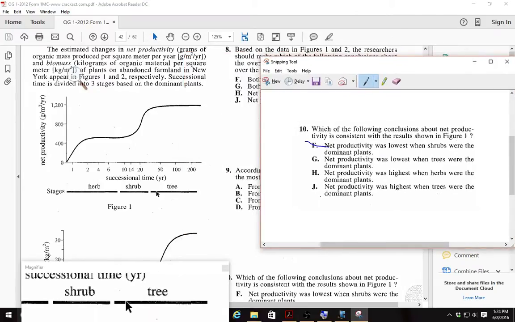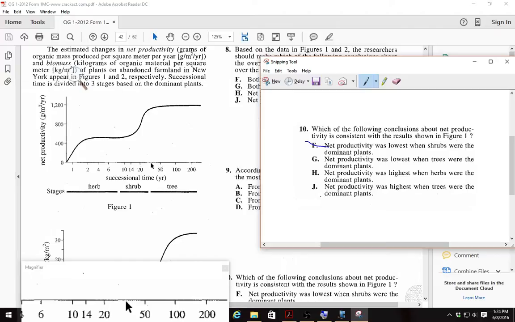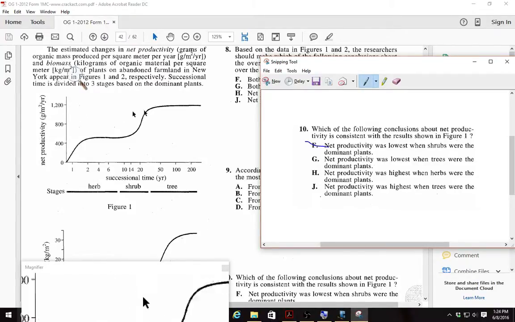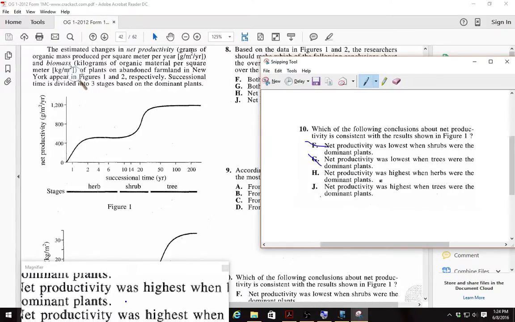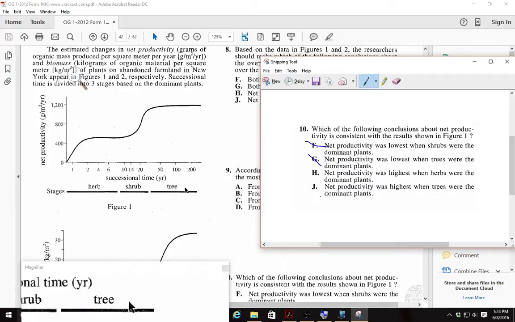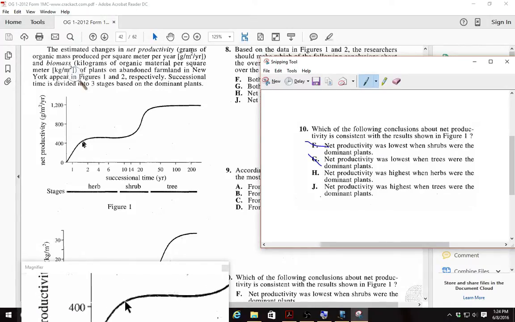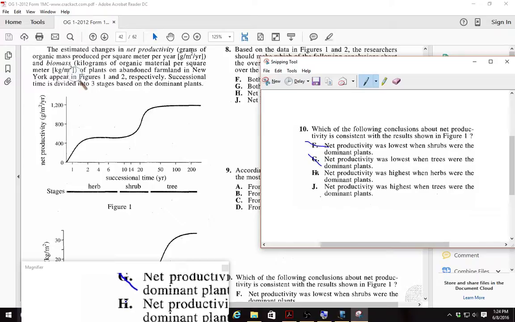If you look at trees over here, this period of time between about, I would say, 30 and 200 years, it's actually the highest period of time of net productivity, so that makes no sense. Net productivity was highest when herbs were the dominant plants. Well, if trees are the highest, how are herbs going to be the highest? It's actually at the bottom of everything, so that makes no sense.